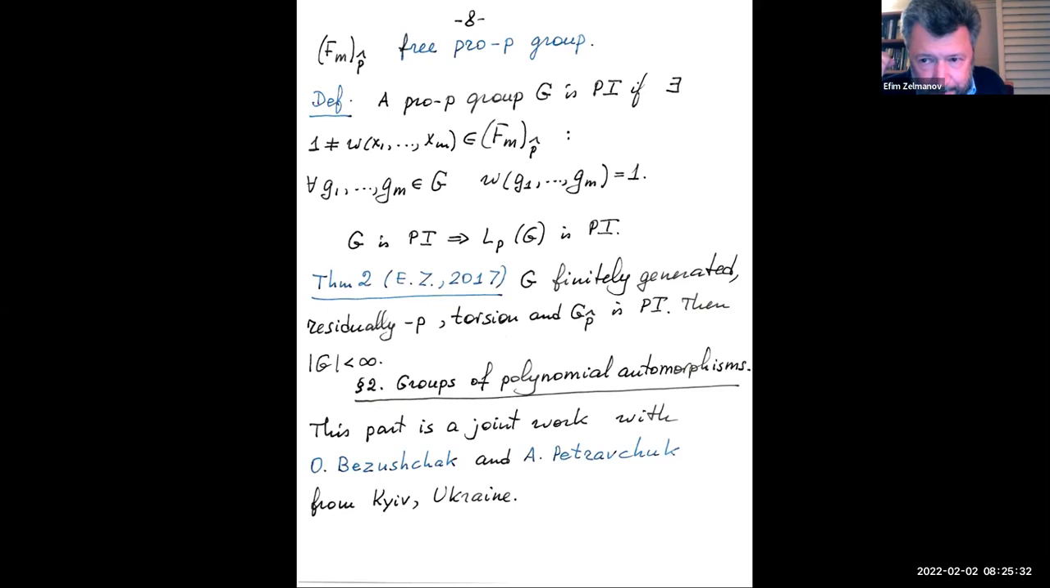Okay, now I will talk about a particular class of groups. And this is joint work with Oksana Bezushchak and Anatoly Petravchuk, both from Kyiv, Ukraine. So all new theorems that I formulate in this section are joint theorems. In case I forgot to say it, I'm saying it.